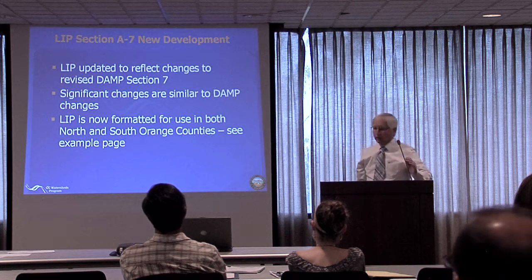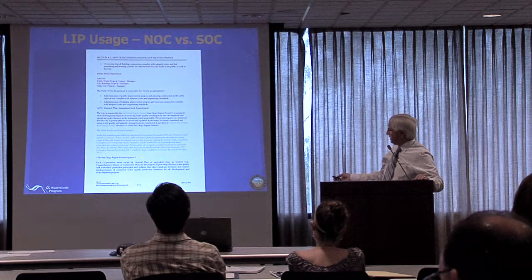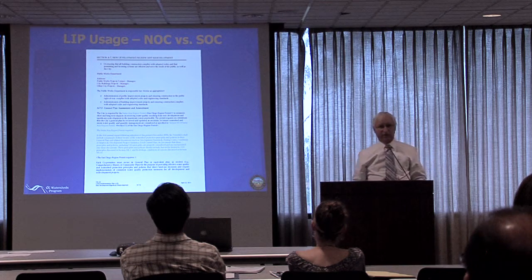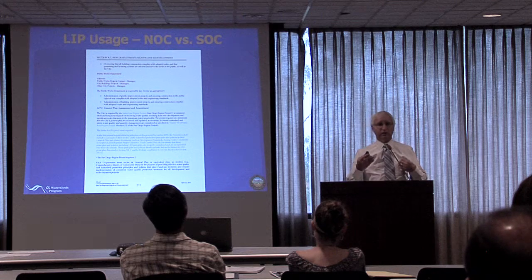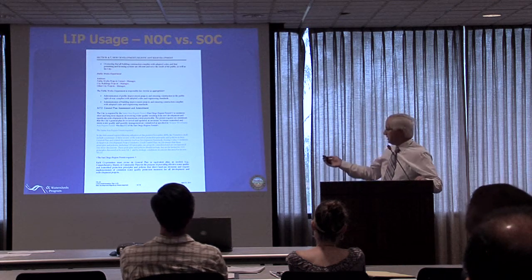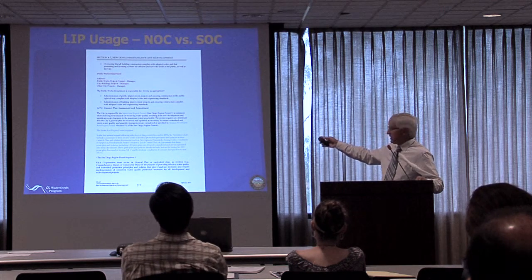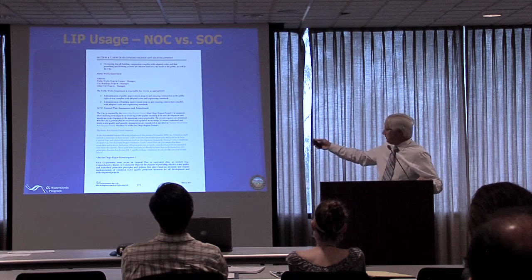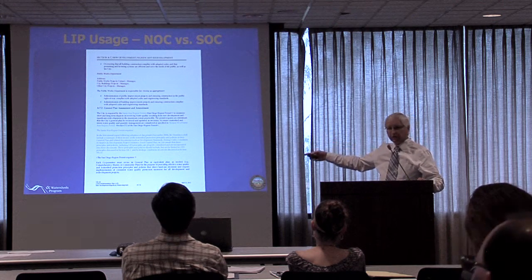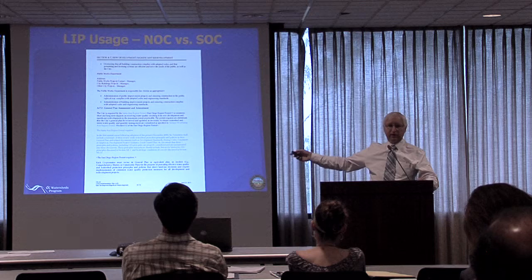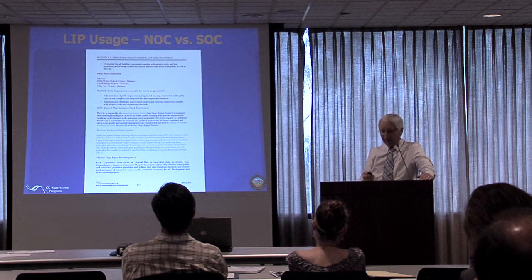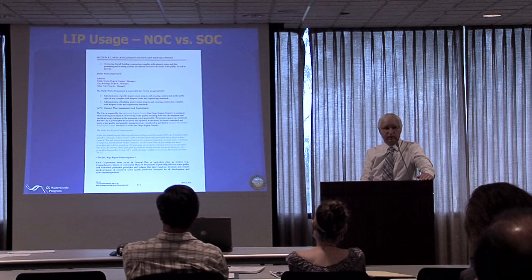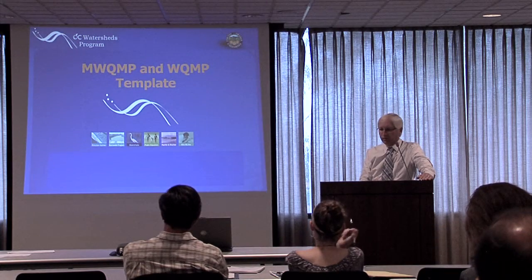Okay, we're here. So anyway, it was formatted. If there's actual text that's different to reflect the language in the permit that you can put into your LIPs if you haven't done it already, if you're only a Santa Ana region permittee, then you pick the green text. If you're a San Diego region permittee, you pick the blue text in that particular section of the LIP. So we've tried to make it as usable as possible.